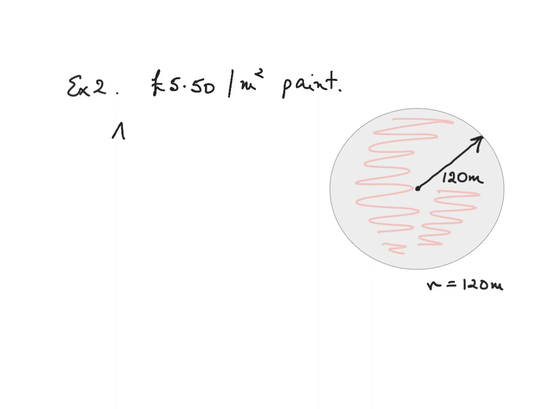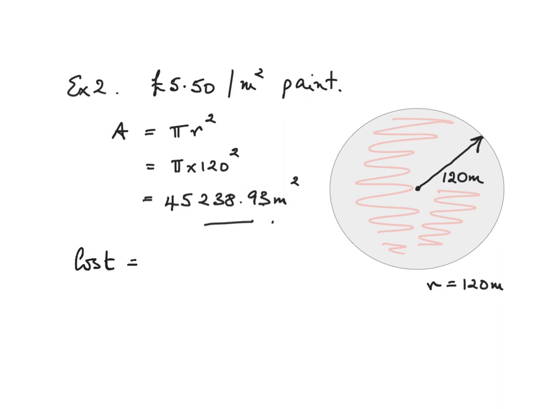So the first thing, formula, area is pi r squared, pi times the radius squared. The radius is 120. Calculator, 120 squared times pi gives us a big number, 45238.93 meters squared. So that's the area of the circle.